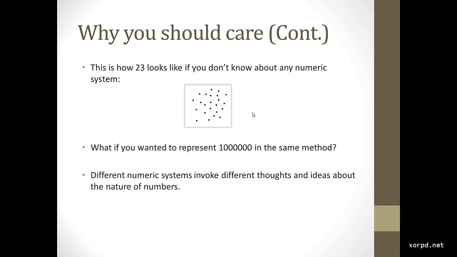Last point about why you should care. Different numeric systems invoke different thoughts and ideas about the nature of numbers. For example, I don't get much information from this picture. From this kind of picture, I can only get the feeling of a little or a lot. If I see only a few dots, I know that the quantity is a little quantity. But if I see lots of dots, then I know that the quantity is very large.